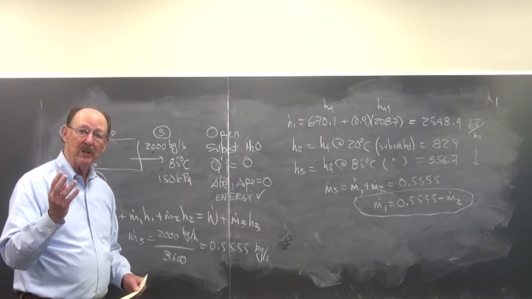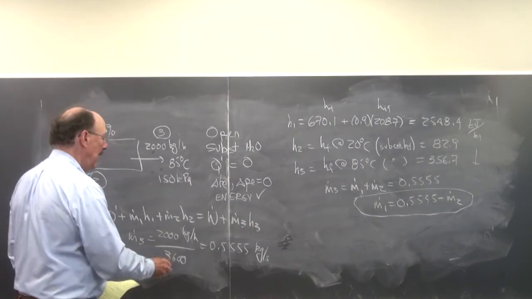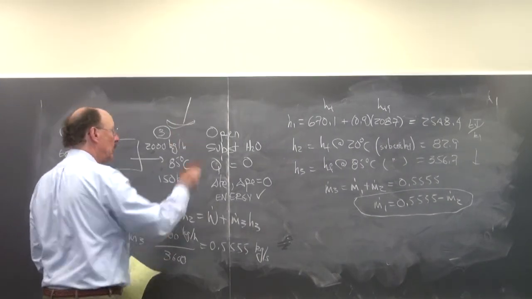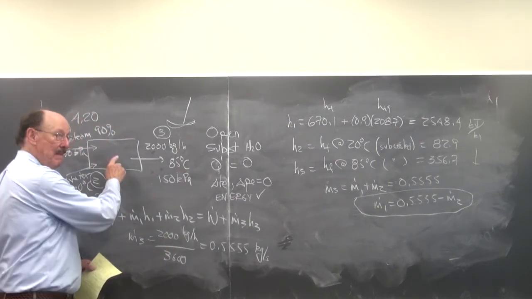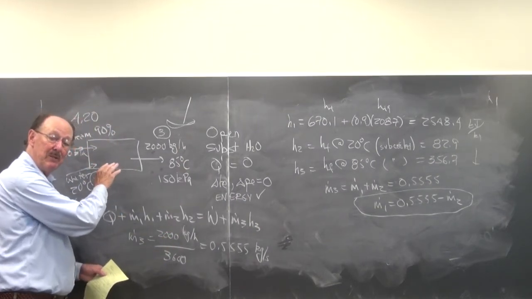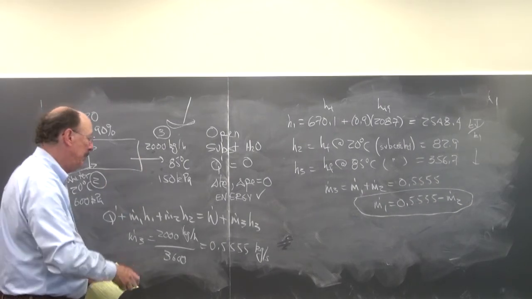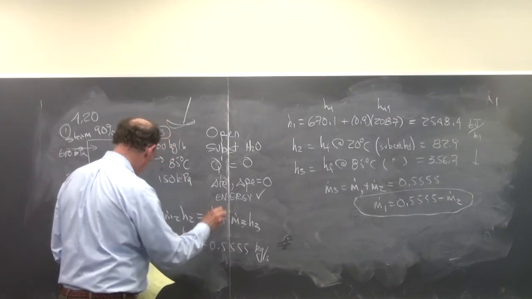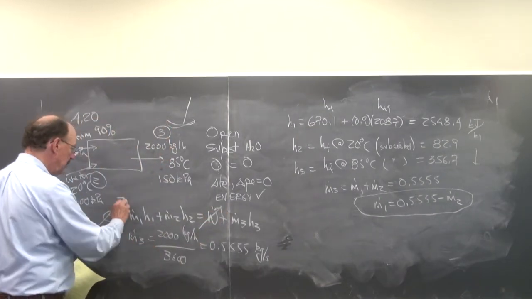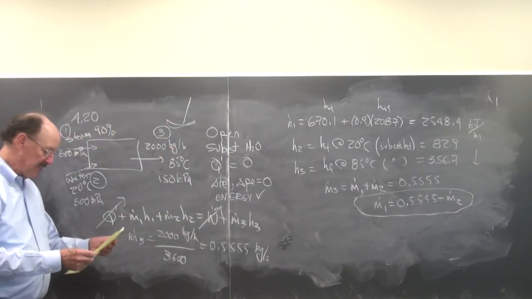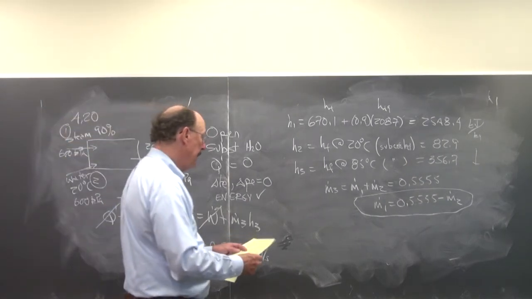Oh, what about the work? Is there a paddle going on in this? No. So there's no impeller going on here. It's just a heat exchanger. And so there's no impeller, so the work is 0 as well. And the heat, as we talked about, was 0. So now I have a simplified equation.